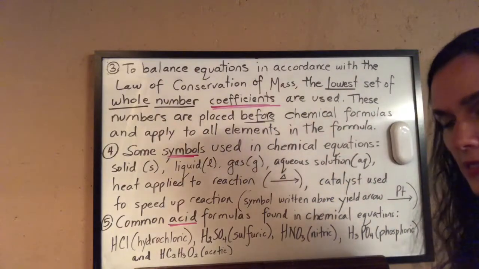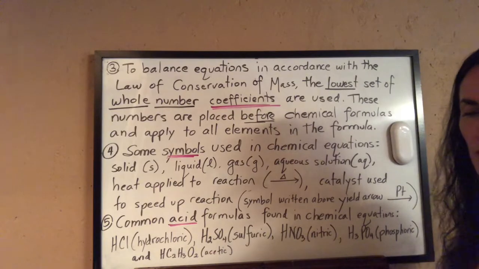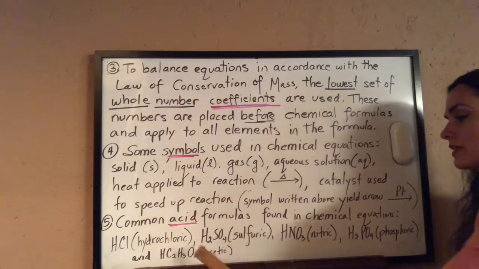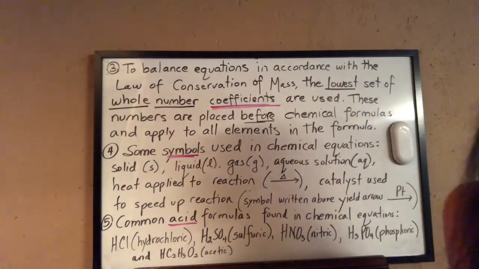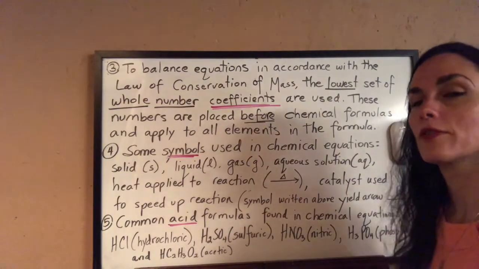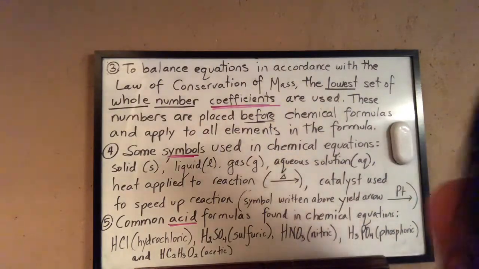So acids contain hydrogen. Generally speaking, we'll learn a more advanced definition later on. But just to recognize some common acid formulas, and their naming system is different than it is for ionic compounds and for the binary molecular compounds. So just some general acids.